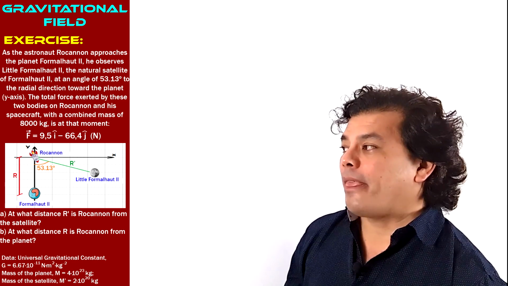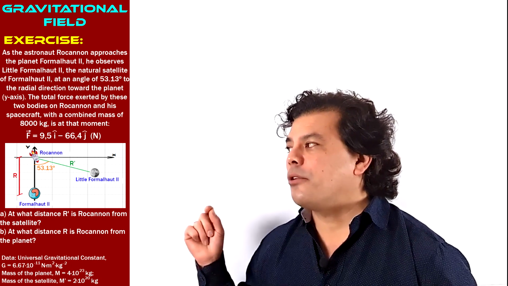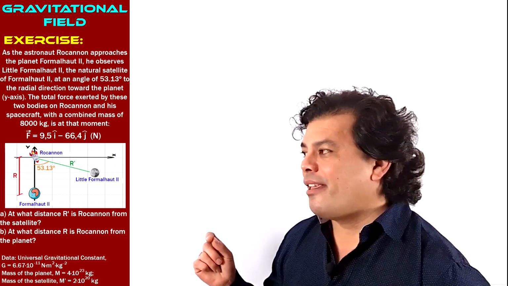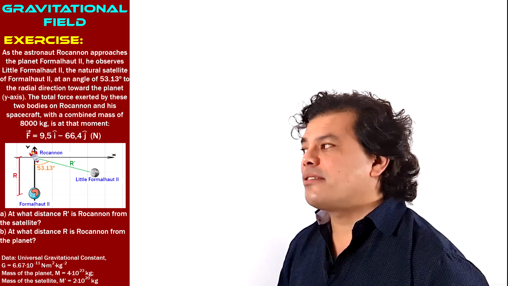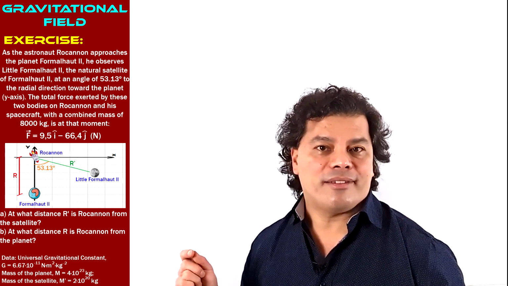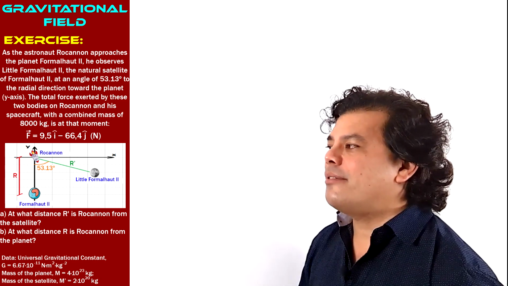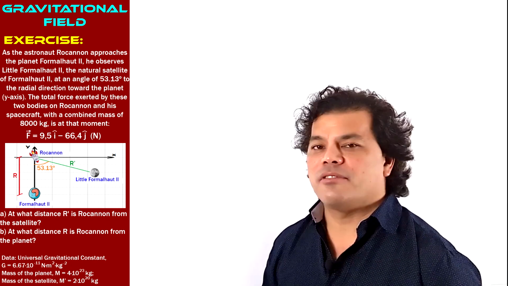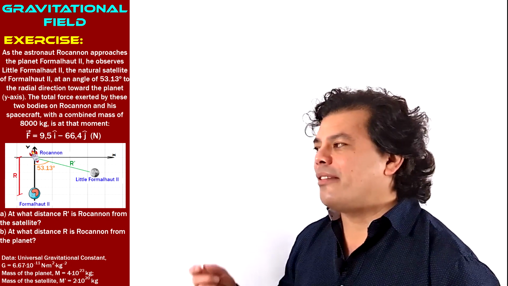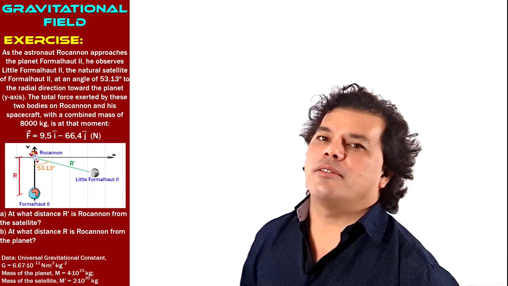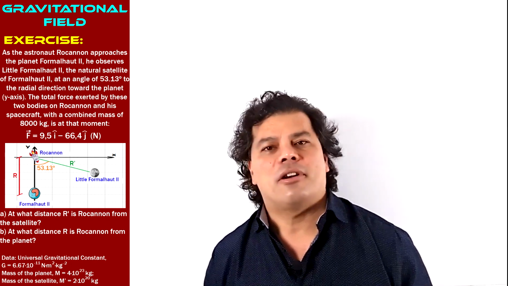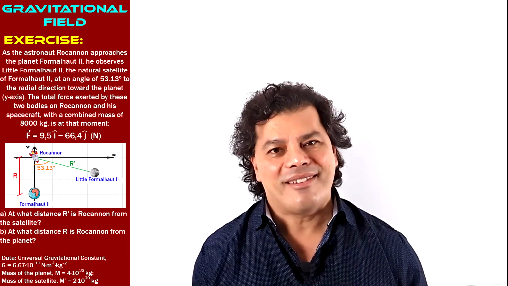Section A says, at what distance r prime is Rocannon from the satellite? Section B says, at what distance r is Rocannon from the planet? And they are giving us as data the mass of the planet, 4 times 10 to the 23 kilograms, and the mass of the satellite, 2 times 10 to the 20 kilograms, and of course the gravitational constant. So now, let's get to it.